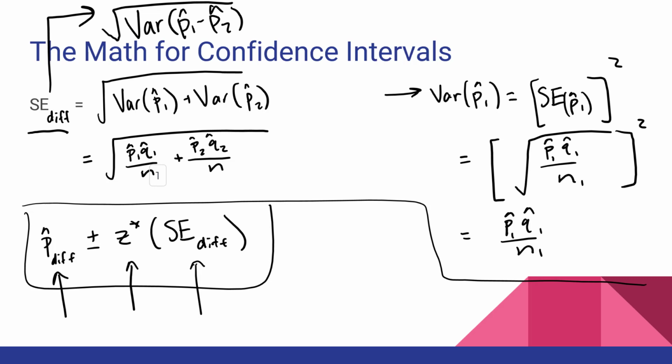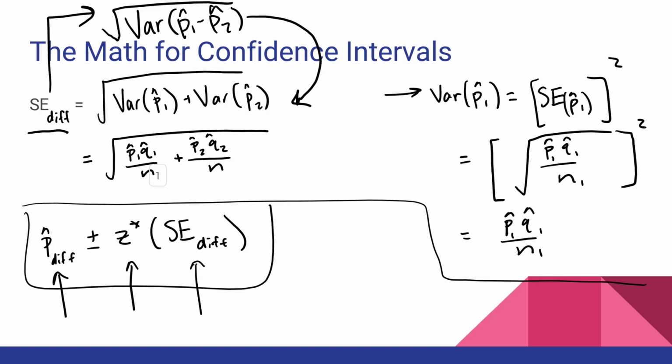Even though we're subtracting p hat 2 from p hat 1, going back to random variables, you might recall that variance is always added to itself. Variance is never subtracted, only added. So from here, we can expand it outwards into the standard error of the difference in the two proportions is equal to the square root of the variance of p hat 1 plus the variance of p hat 2.